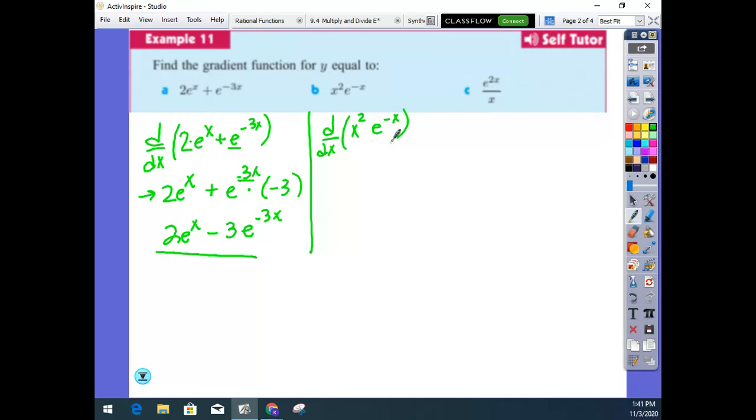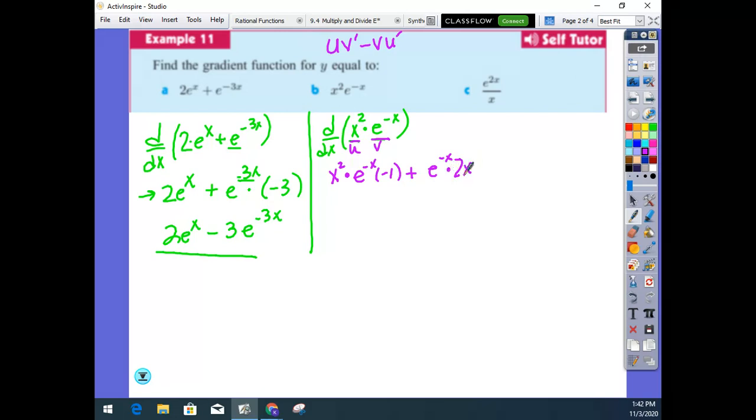Really watch with e, though. Product rule, quotient rule. U, V. So remember, U, V prime minus V, U prime. The derivative of x squared, or U is just x squared, times the derivative of V. So we just keep e to the -x, but the derivative of -x is -1, plus V, U prime.